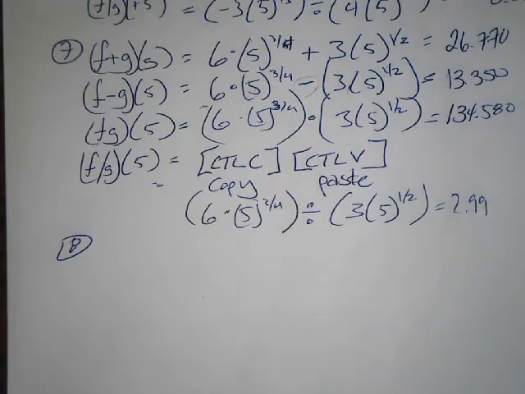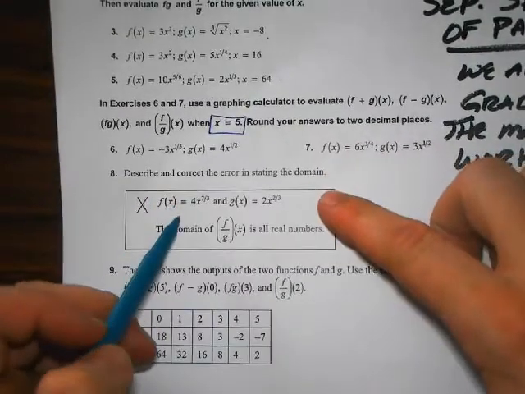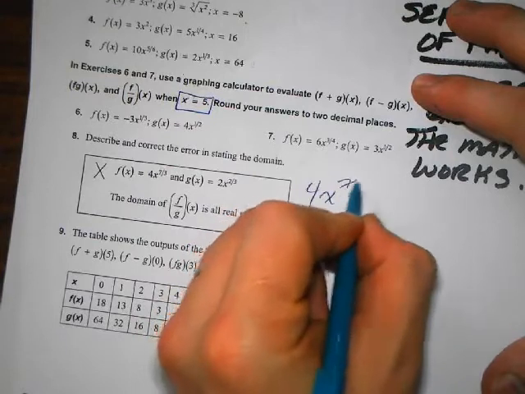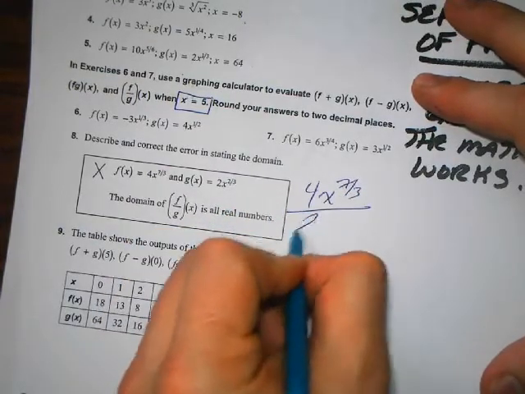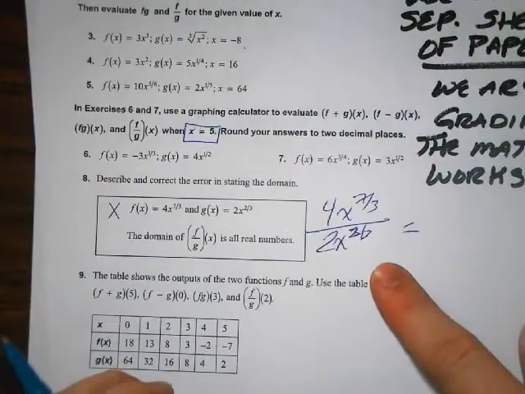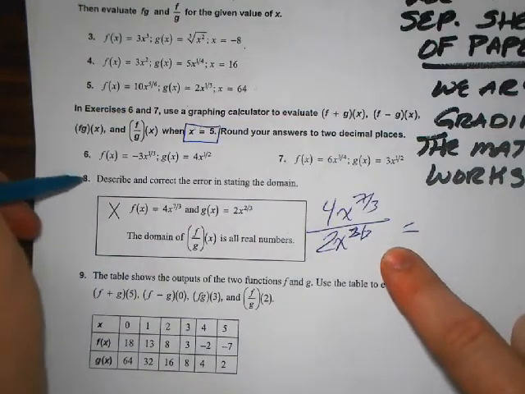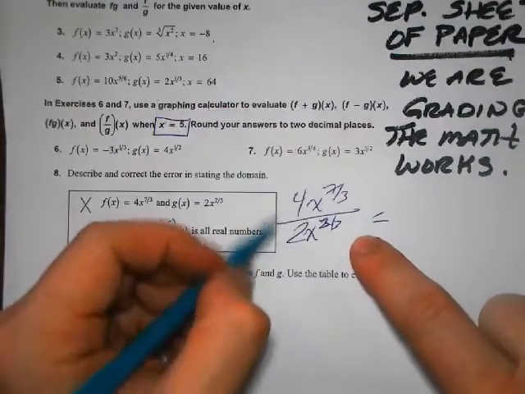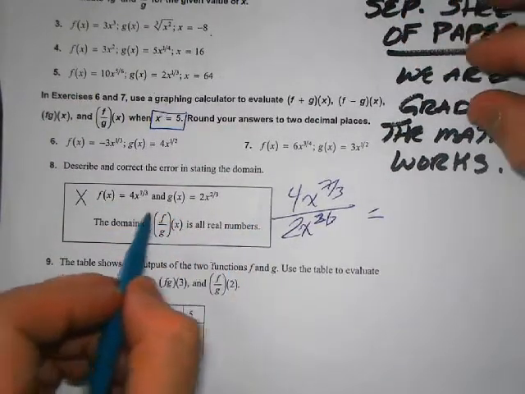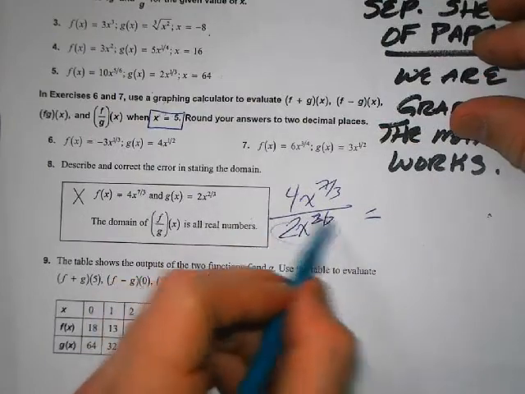Right, so on number 8, they're asking us to correct the student's error. And when you look at this, if you were to actually take 4x to the 7/3 and divide by 2x to the 2/3, look what's going to happen when you graph it. And I think that was probably the big thing that you wanted to do for this one, is actually put this on your graphing calculator to see what the picture is. And you're going to see that there's an issue in the graph, and it happens right here.